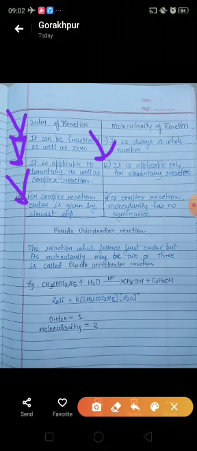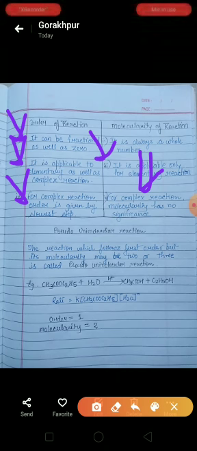Okay, now the fourth point: for a complex reaction, order is given by the slowest step. But for a complex reaction, molecularity has no significance. We cannot calculate the molecularity of a complex reaction. So this is all about the difference between order of reaction and molecularity of reaction.